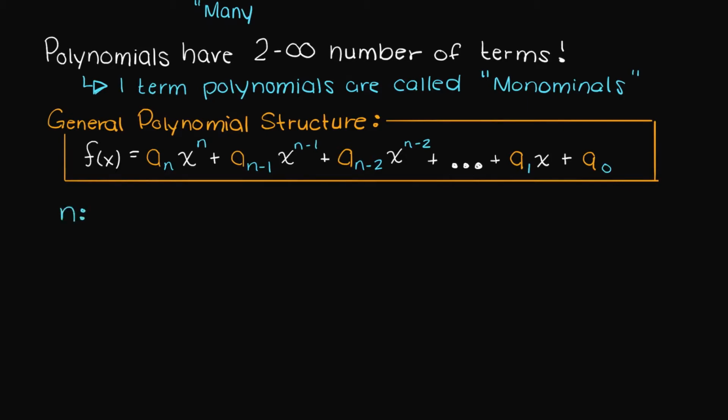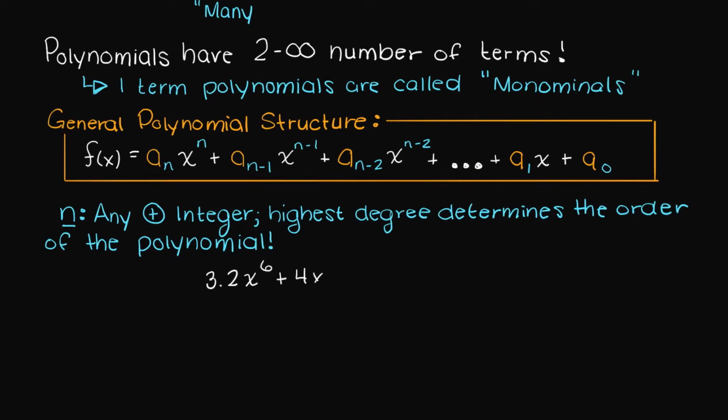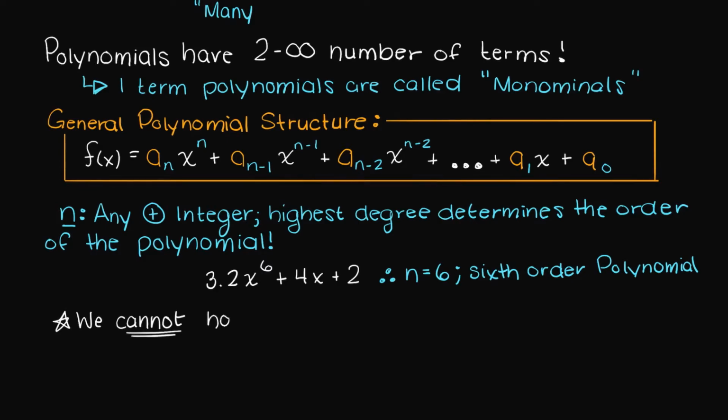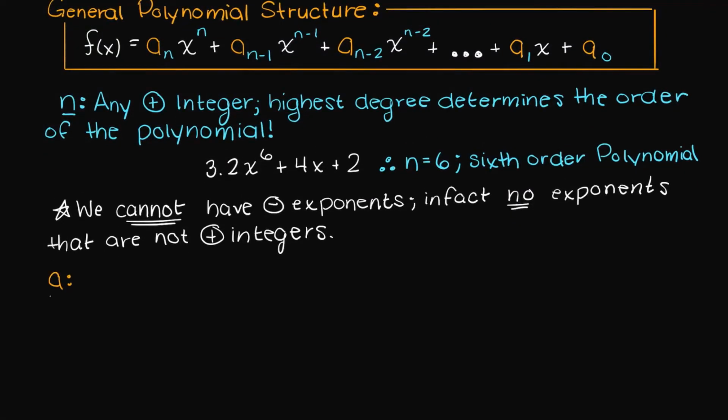Firstly, the n is any positive integer, and this positive integer determines the degree of the polynomial. So if you were told to write a 6th-order polynomial, you know that you're going to have the highest power of your input x being of 6th power. I just want to quickly add, for a function to be considered a polynomial, it cannot have a negative exponent or any exponents that are not positive integers.